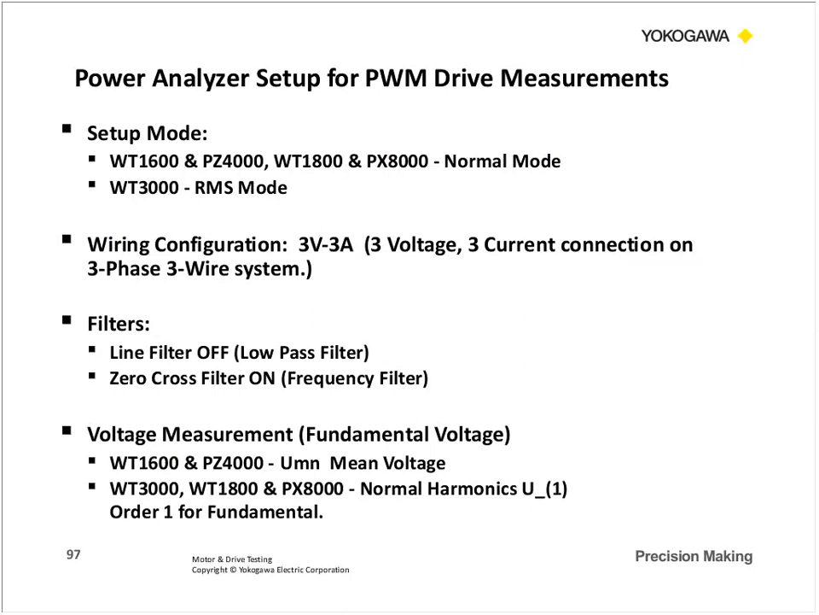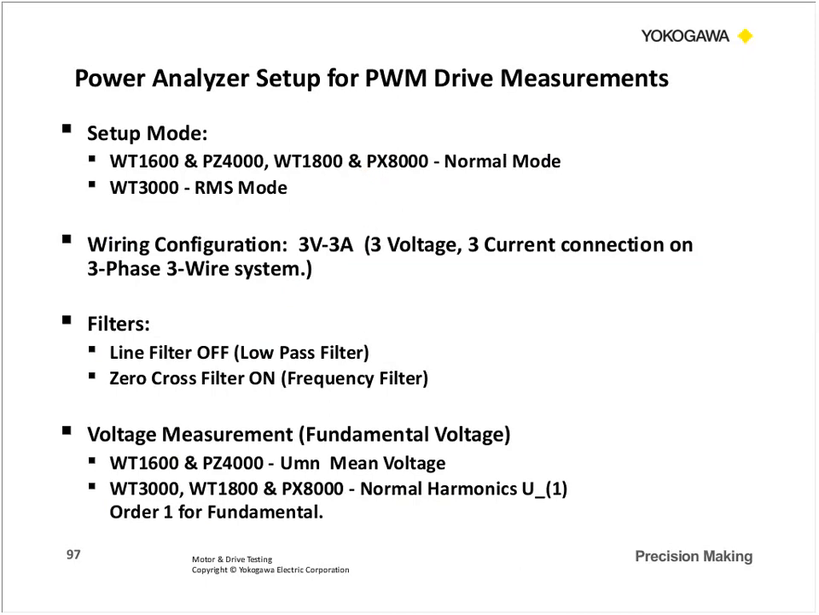How do we set up the power analyzer? Well, there's a lot of different things. In setting it up, I've thrown out some different model numbers where we can use just what we call the normal mode, or in the WT3000 series, we use the RMS mode. In the normal mode, we can get all the mean value and the RMS values and everything that we need.